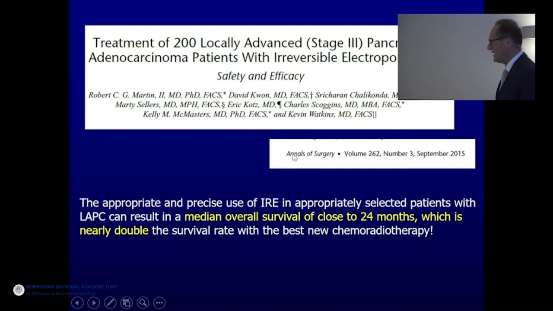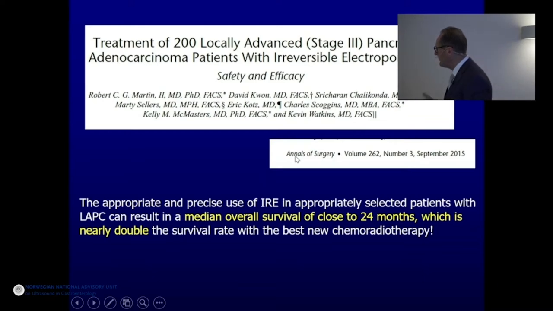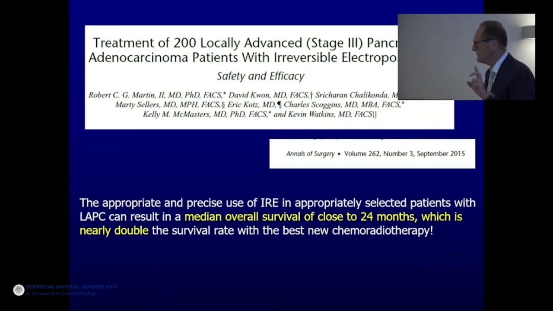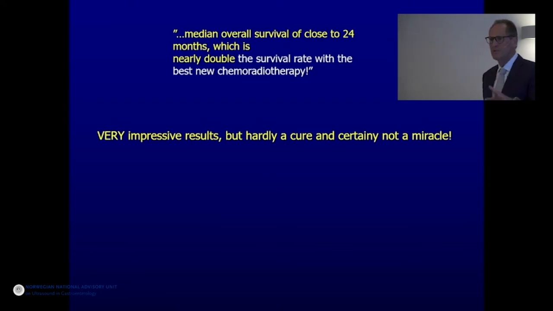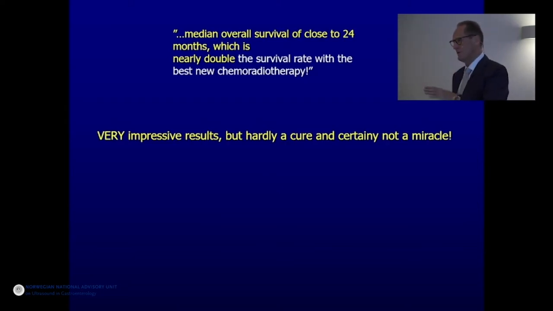There is a paper. One of the most experienced in this field is an American surgeon, Rob Martin, and he has published a lot on it. And his best cases have a median overall survival of close to 24 months, which is nearly double the survival rate with the best chemo radiotherapy. And of course, it is impressive. It is very impressive that you double the survival, but it's not a miracle.